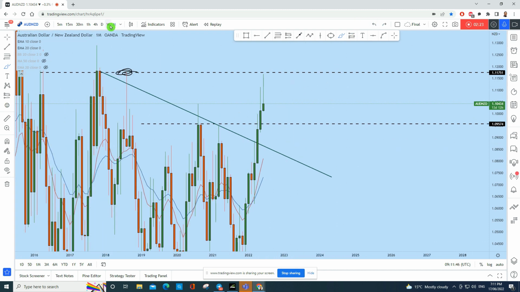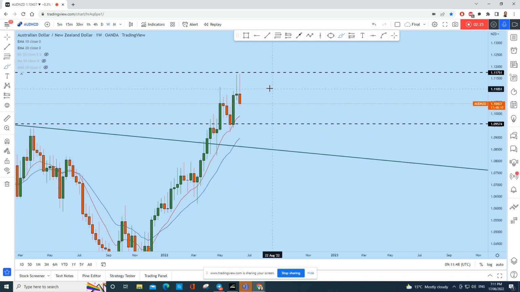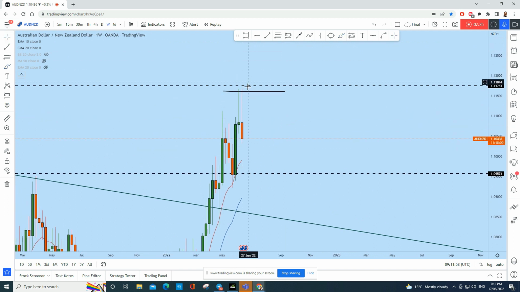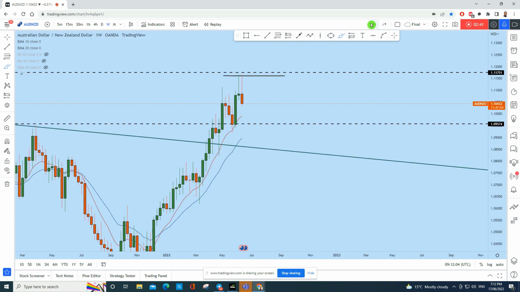AUDNZD. Now looking at the weekly time frame, what we see this week is that the price broke the previous week's high, so that's kind of a false breakout to the upside. That means it grabbed the liquidity, hit a lot of stop losses, and then rejected from this monthly level of resistance. And we can expect AUDNZD to continue to drop, first move at least to this level, and even coming back to this zone.